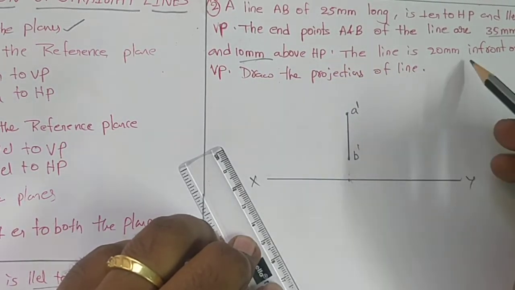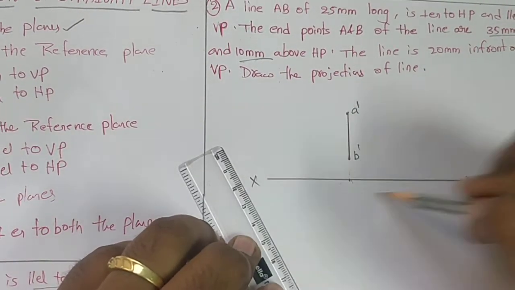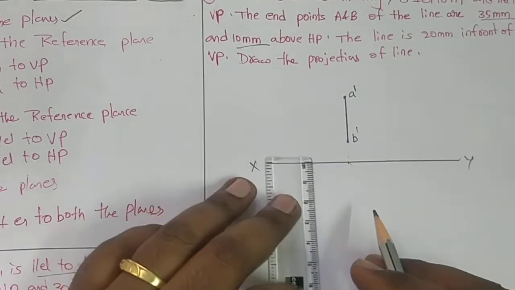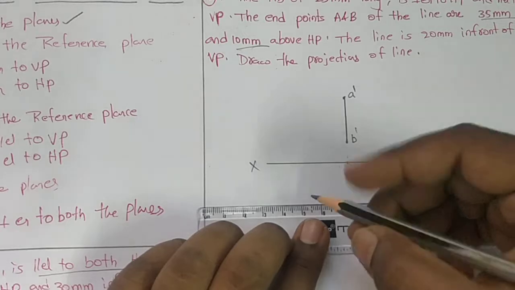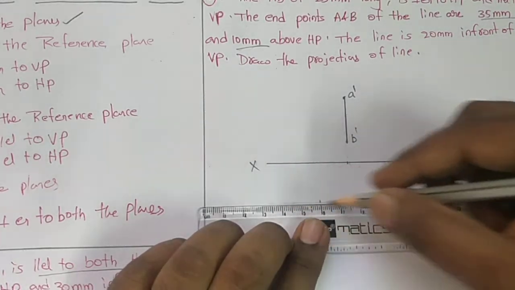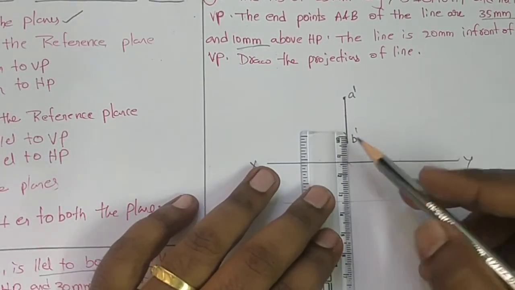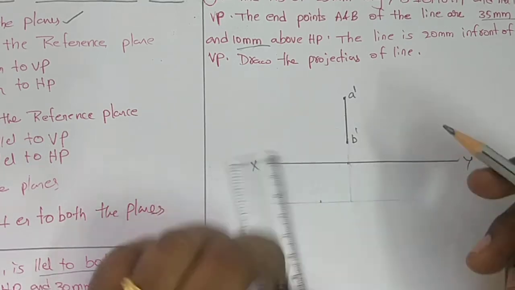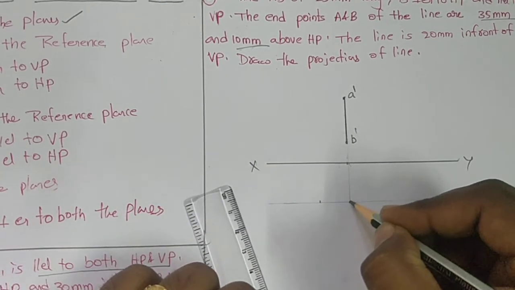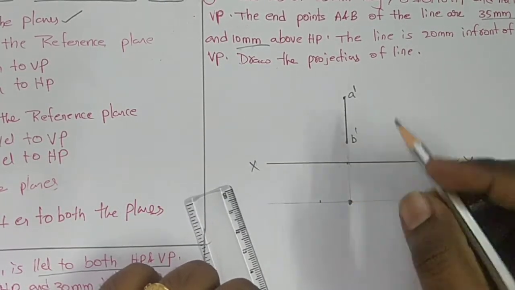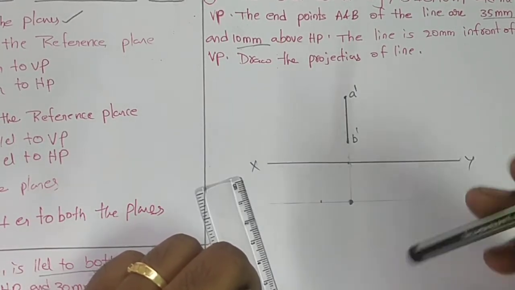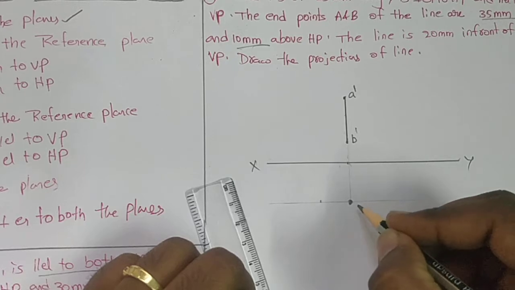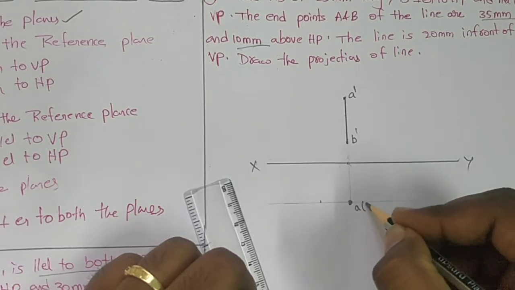Next, the line is 20 mm in front of VP. From XY, the distance is 20 mm in front of VP, so we mark a line at 20 mm. The top view falls on this 20 mm line. If you view from this point, you will get the top view as a point. It is a dash b dash.